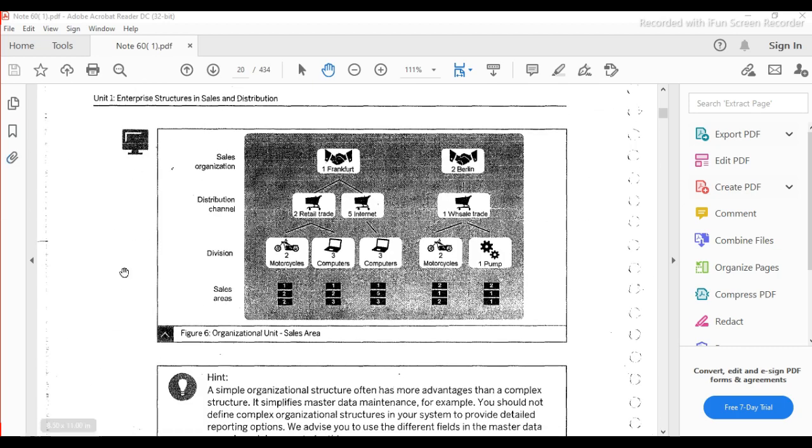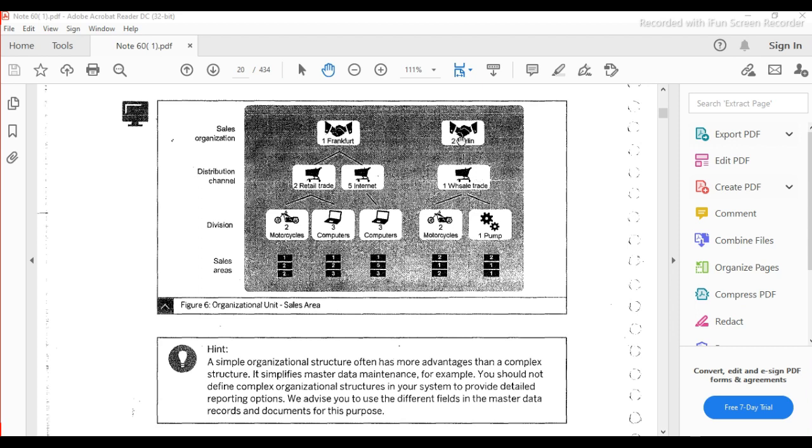Now let's see here. Suppose this is the sales organization. We have Frankfurt, in Germany, and then Berlin, another sales organization. Under Frankfurt there are two distribution channels, retail trade and internet sale. They sell their product through the internet, online, or through retail trade. Under retail trade they sell two divisions, motorcycle and computer, and through online they sell only computer.